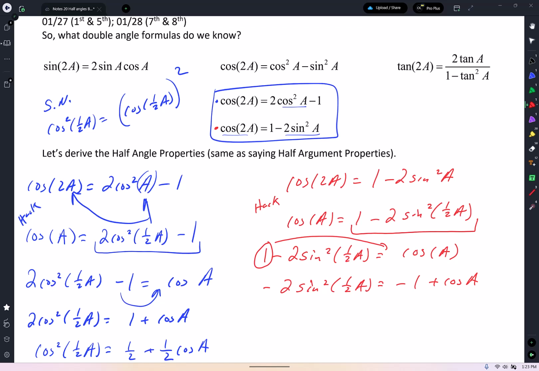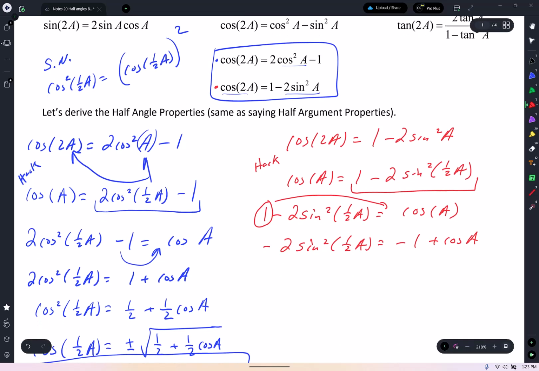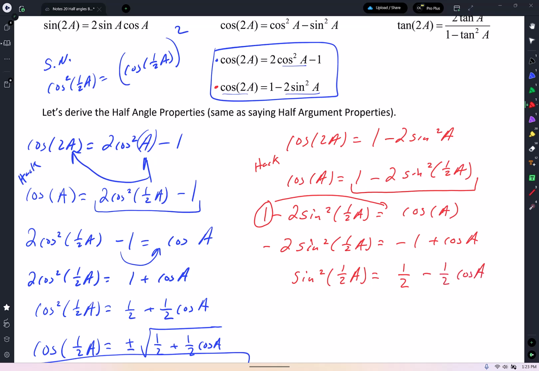Now I need to get rid of that negative 2 in the front. So I'm going to divide every single term by negative 2. Negative divided by negative is positive. So I'm going to write sine squared of half A equals positive 1/2, because negative divided by negative, minus 1/2 cosine A, because that's positive divided by negative.